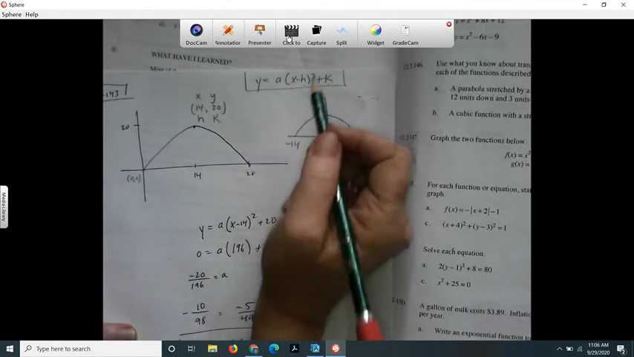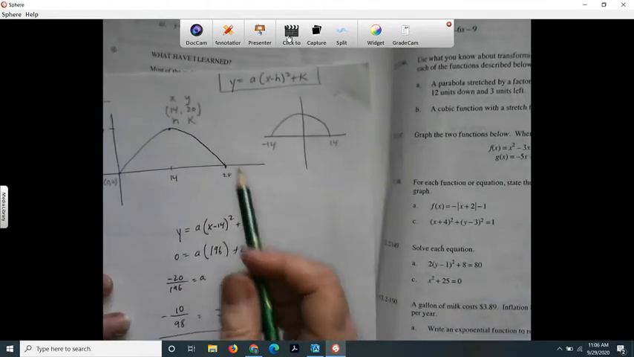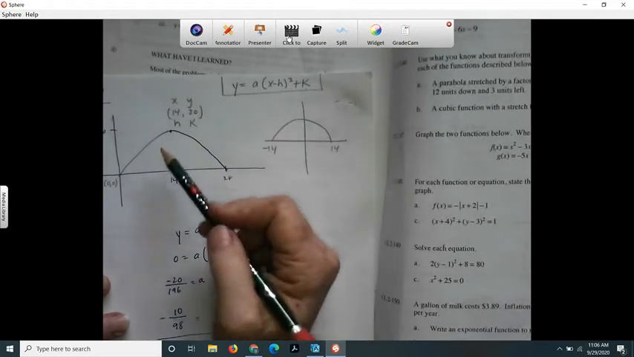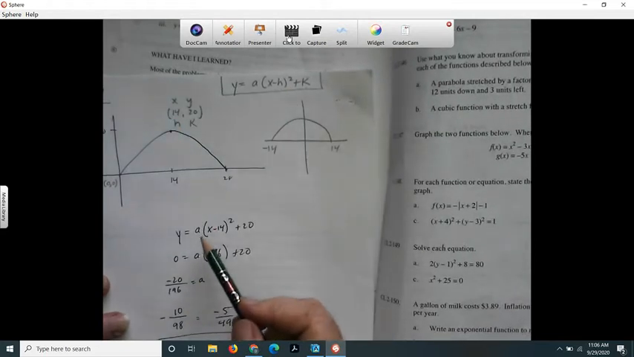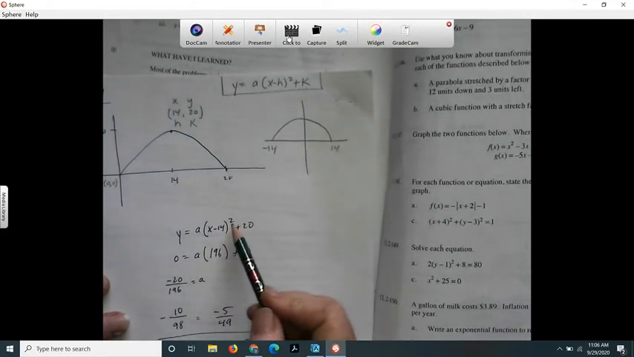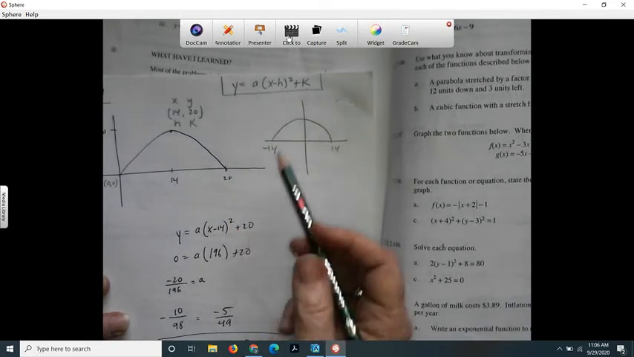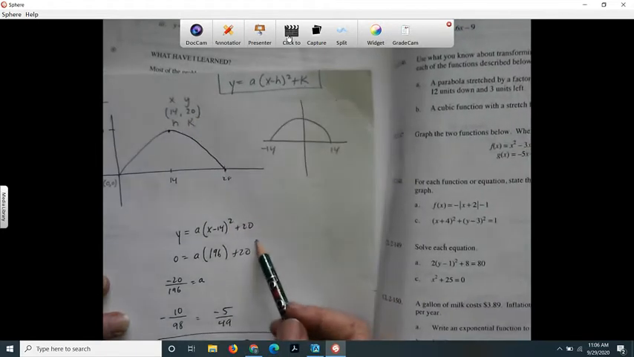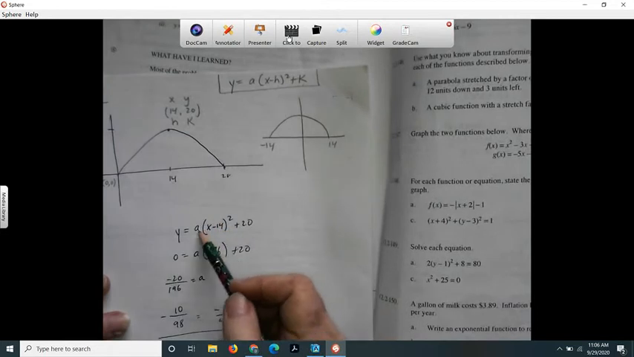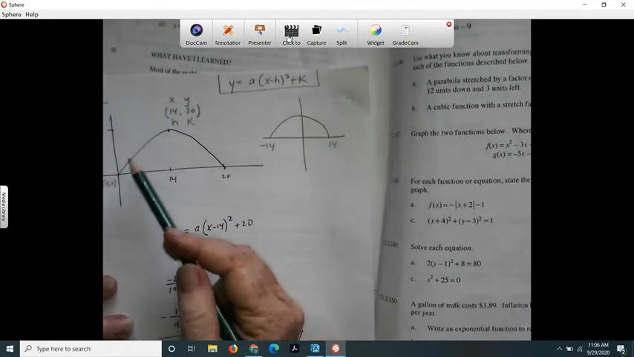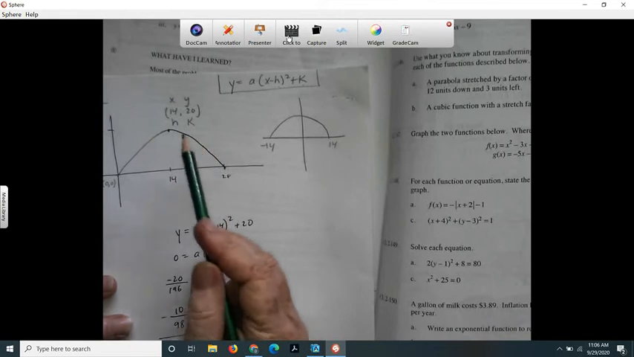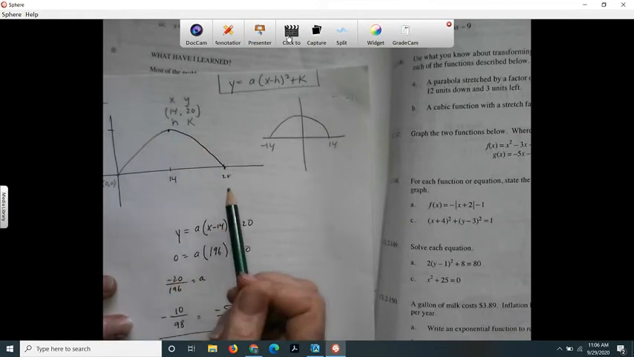So that's what I did here. It's x minus h. h is 14, so I've got (x minus 14) squared, plus k. Well, k is 20. And we don't know what the stretch factor is. We can tell that it's going to be a negative number because it's a downward facing parabola.